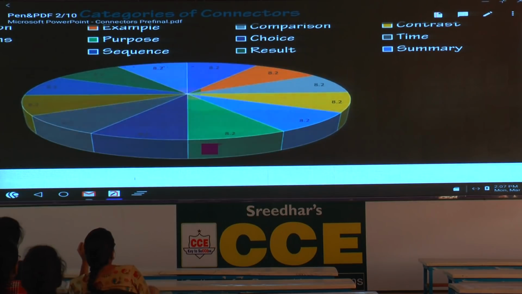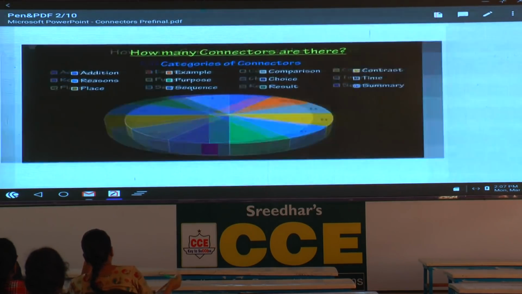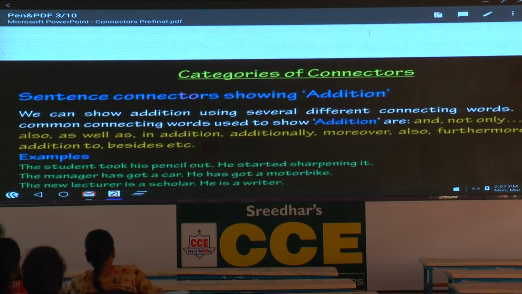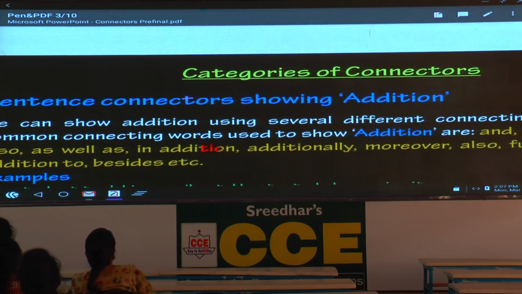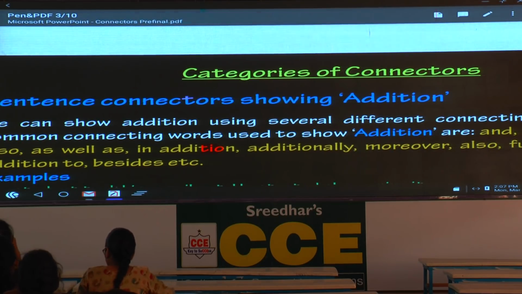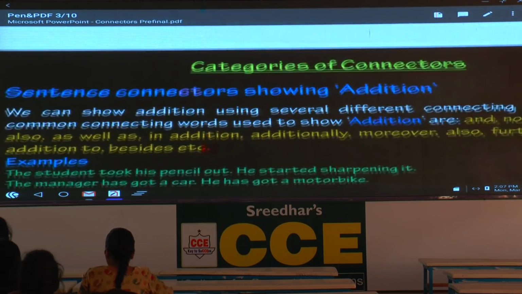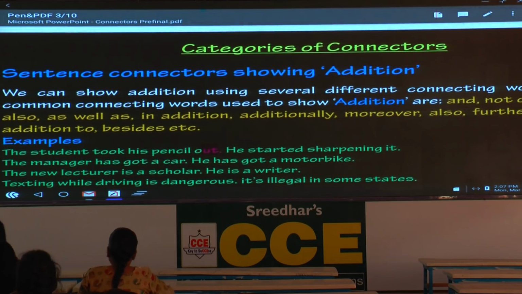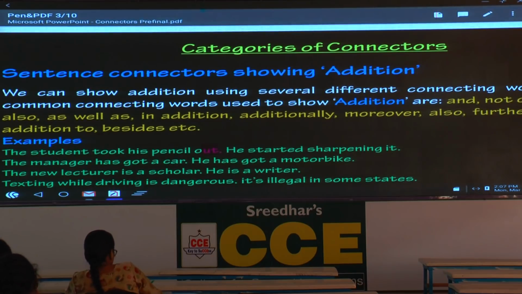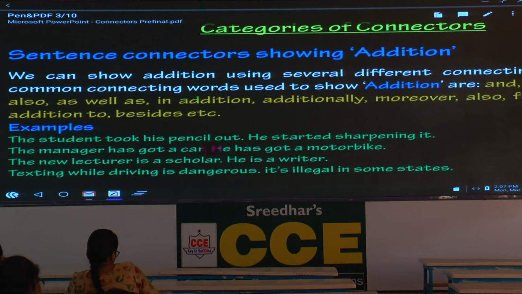Shall I change the slide? Now I'm going to take one category, give the connectors, then a few sentences, and you have to join. Rather easy, should not be a problem. Again, write the heading, or straight away write sentence connectors showing addition. Underline the key word addition.